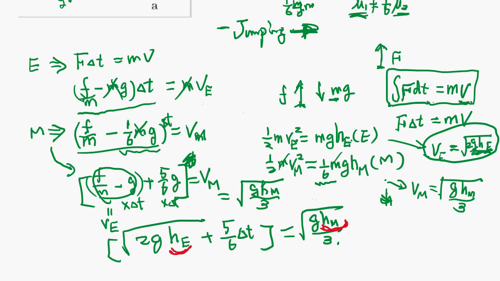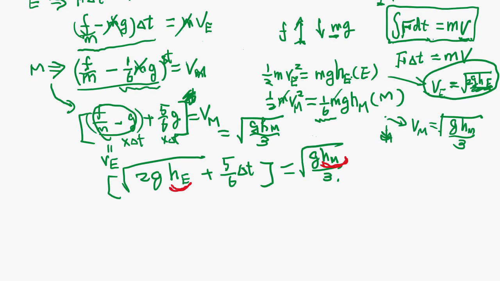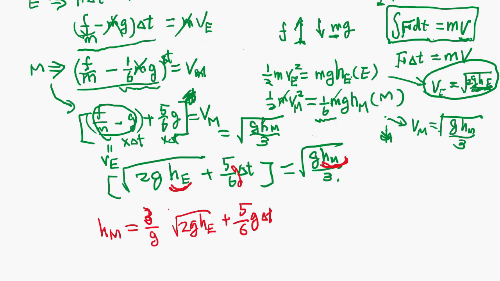Okay, so we want to know the height on the moon, so it's going to be hm equals g over 3, right? Square root of 2g h Earth plus 5/6 g delta t, and square. Okay, let's plug in the numbers and see.